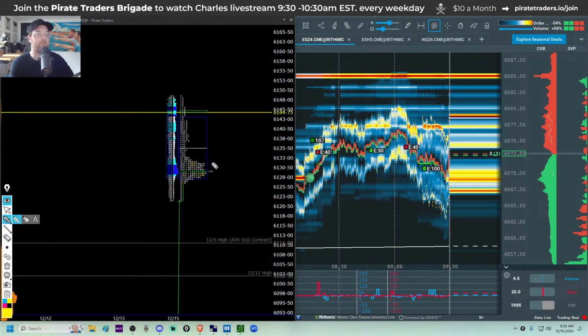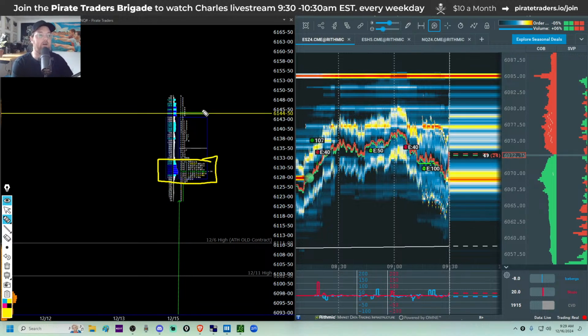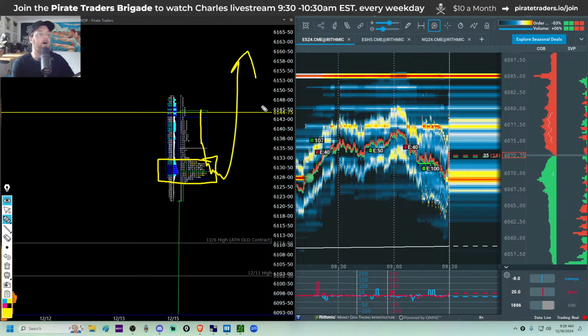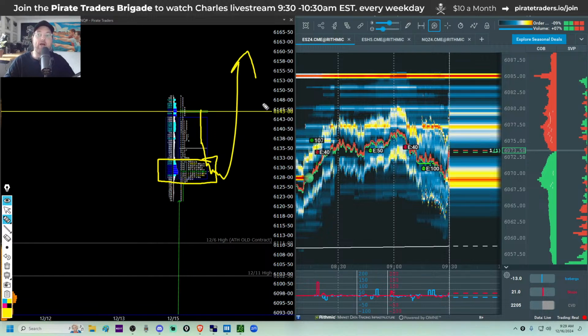The major support level that I am watching is this area right here, around, we'll call it, between 61.28 and 61.33. That area right there is the most likely area to hold as support for a bigger move if we are going to get a gap and go. So that is my main focus this morning. If we get momentum, I will go with that momentum. I will not be fighting it.